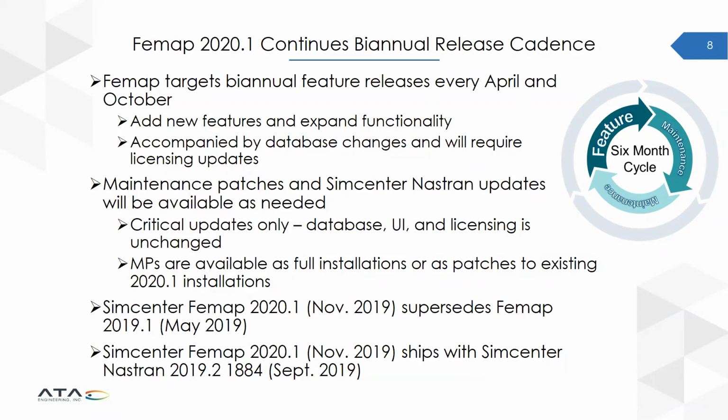Now, just to keep track of specific numbering schemes, Simcenter Femap 2020.1, which was released in November, supersedes Femap 2019.1, which was released last May. We can expect to see Simcenter Femap 2020.2 later this spring. In addition, Simcenter Femap 2020.1 is going to ship with Simcenter Nastran 2019.2, so both of those came out last fall. And I would expect sometime this winter or in the spring that they'll release an update so that you can update Femap 2020.1 for Nastran 2020.1 as well.